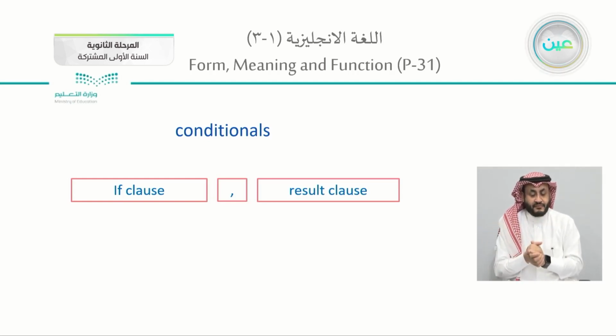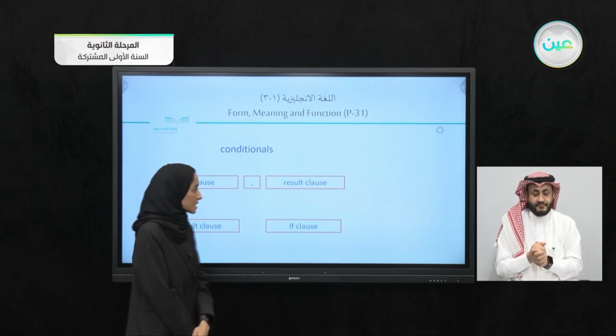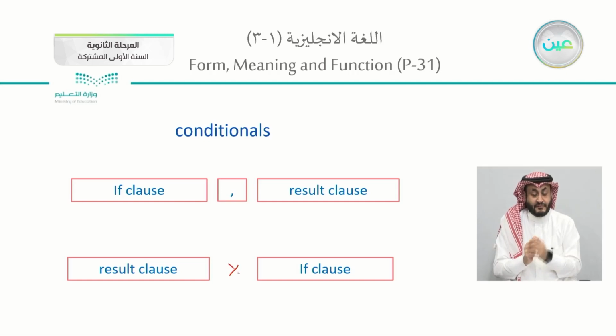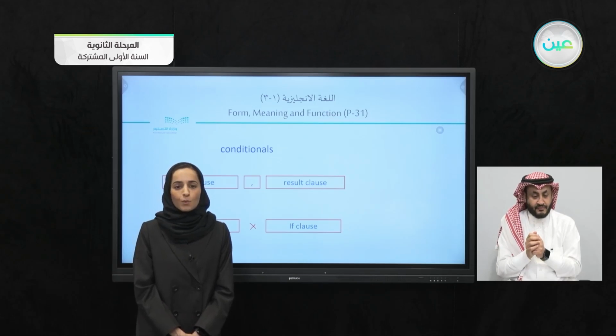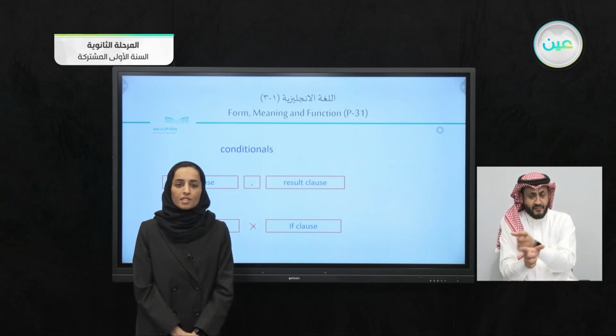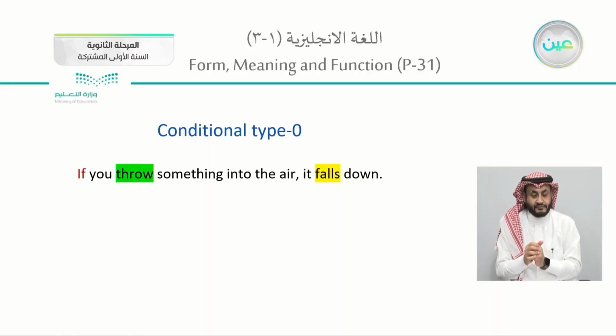And just like any other clause, we can change the order. We can start with the result clause, however, we're not going to need a comma here. So the if clause or the conditional clause will come later. If I go home on foot, comma, I will get wet. Or you can change the order: I will get wet if I go home on foot. Okay, let's take them one by one.